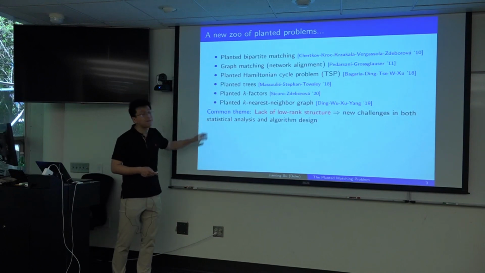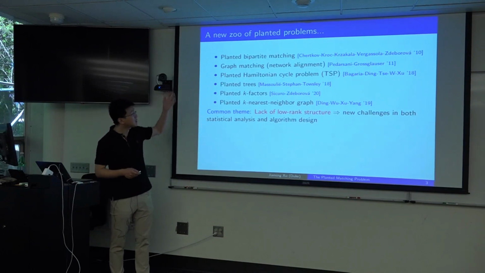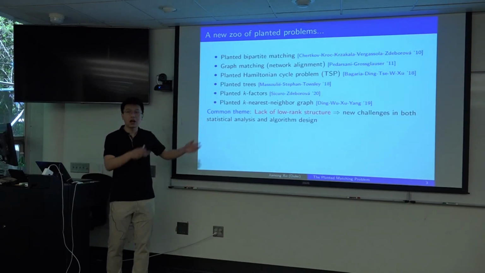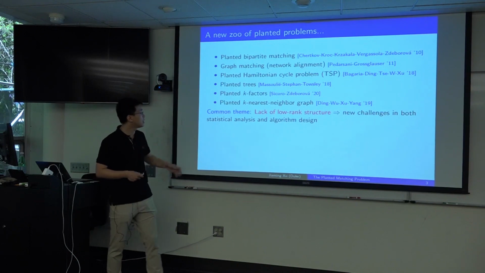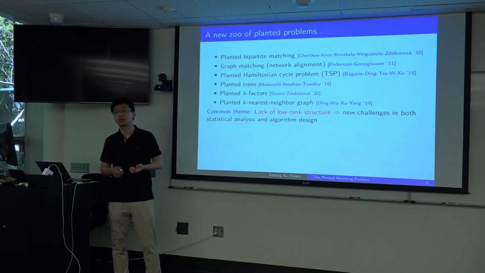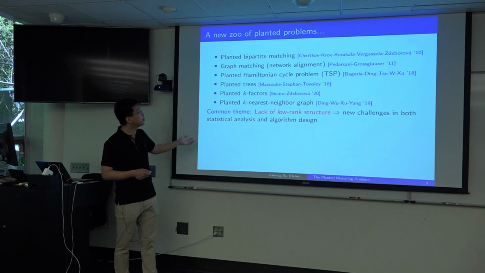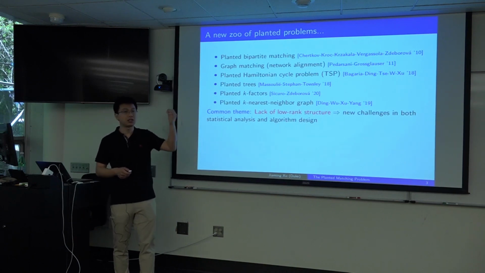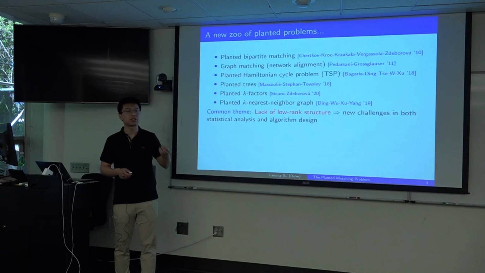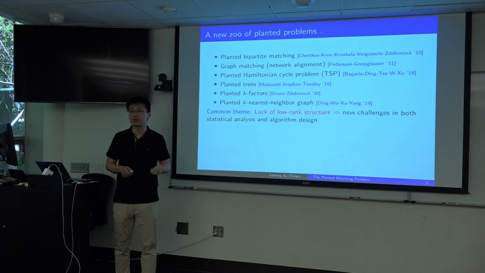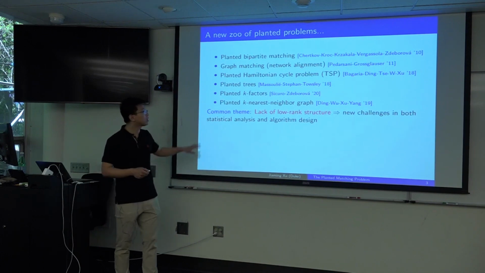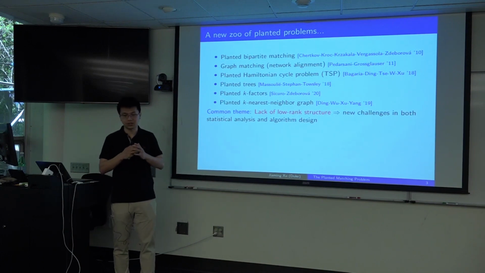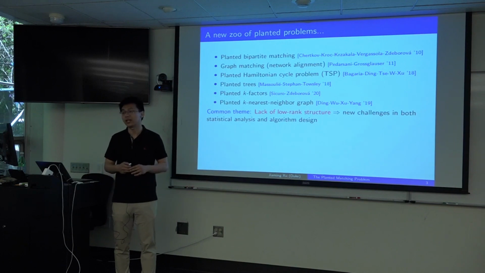But one thing I want to emphasize is that the common theme of this new set of planted problems, in contrast to the previous examples, is the lack of low-rank structure. I will show you later that often in this kind of problem, if you look at the observation or the data matrix, it doesn't have low-rank structure anymore. Because of that, for example, a straightforward spectral method won't work anymore.